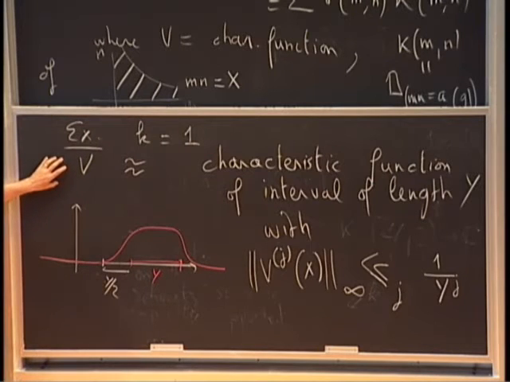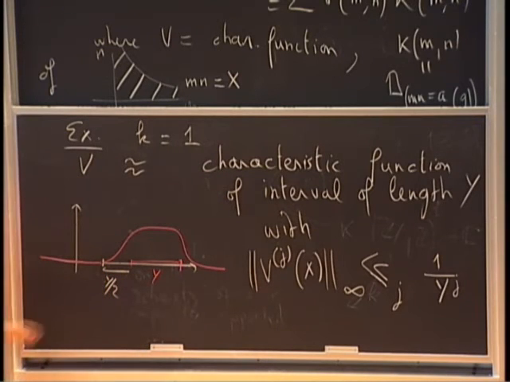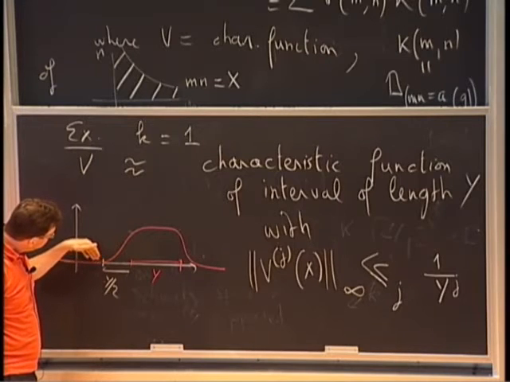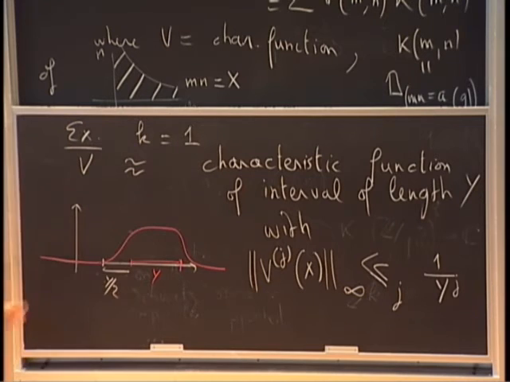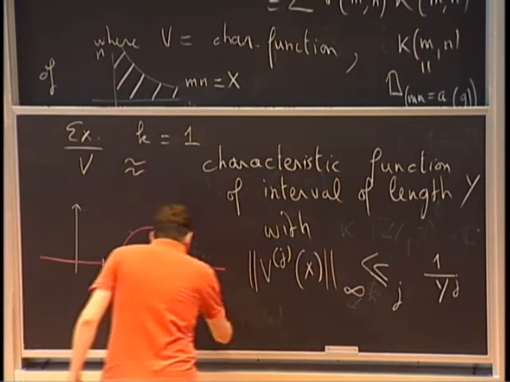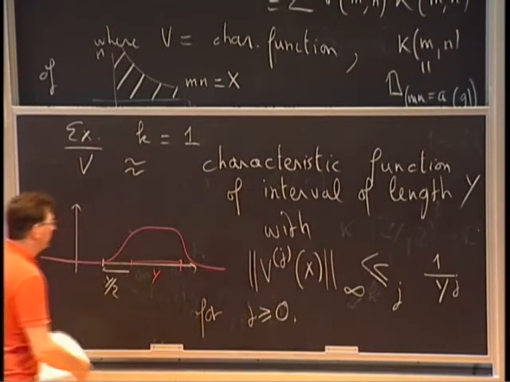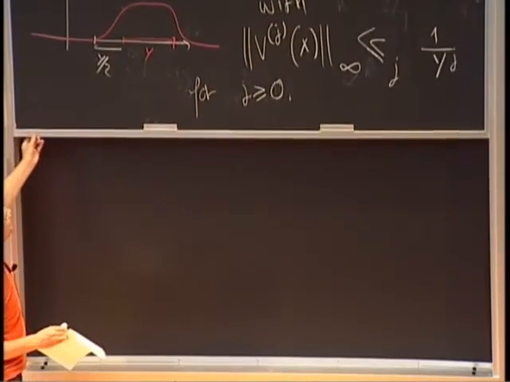And it's not difficult to really construct functions exactly with this property. So they're very close to the characteristic function of an interval of length y. They're exactly equal to 1 on this interval, and they are 0 outside of some boundary things of size, let's say, y over 2, and the derivatives satisfy this bound for every j. So let's assume that V is of this type.